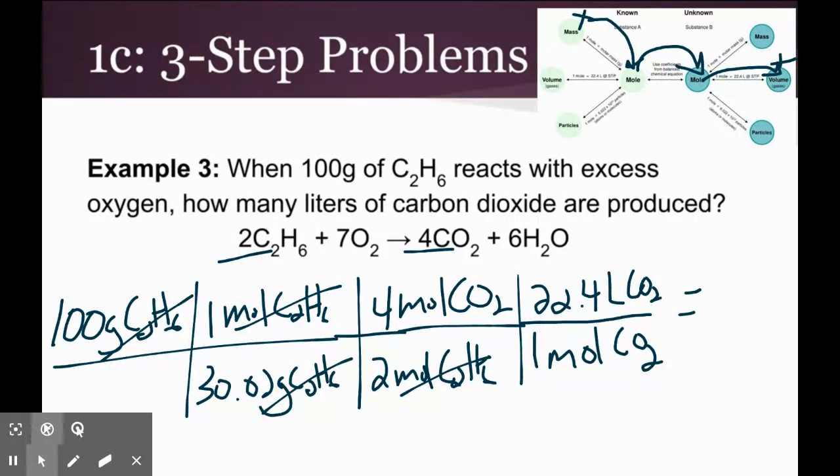So you'll do 100 times 4 times 22.4 divided by 30.02 times 2. And you want to make sure that if you're putting it all in one line that you put parentheses around what you're dividing by. And your answer is 149 liters of CO2. Again, remember 3 sig figs and your units and compound.